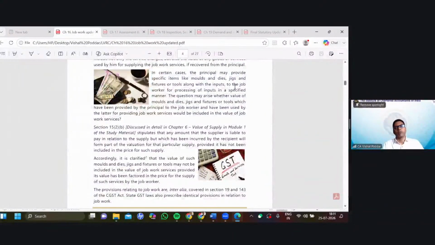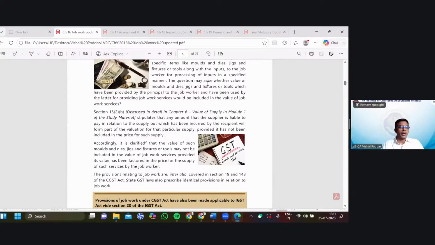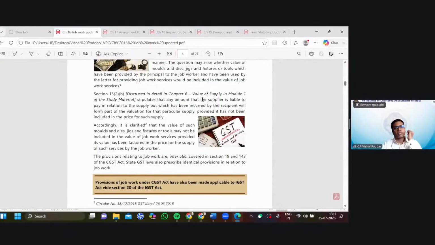Now comes an important part. It is found that in some cases, the principal is providing some items like molds, dies, jigs, fixtures along with the inputs, which the job worker will be using in making the final output or carrying out the job work. Now, the question that may arise is whether the value of these molds, dies, jigs, fixtures, tools, which have been provided by the principal himself to the job worker, and used by the latter for providing the job work service, has to be included in the value of the job work service.